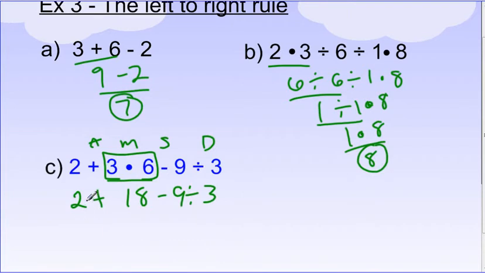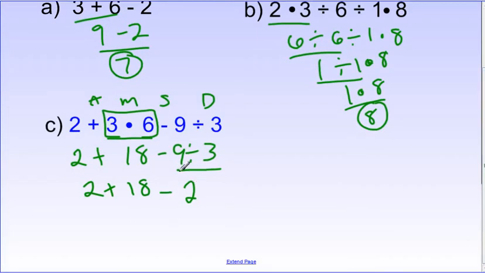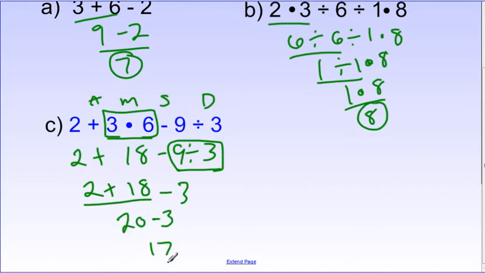Now, you have an add, a subtract, and a divide. Well, divide comes before add and subtract, so you've got to do that piece next. 9 divided by 3 is 2. Write down the rest of the problem. Now, that piece changed to a 3. 9 divided by 3 is 3, not 2. Now we continue on. We have our add and our subtract. Well, you do those two things from left to right. So we're going to do this one first. That's 20. And 20 minus 3 is 17.